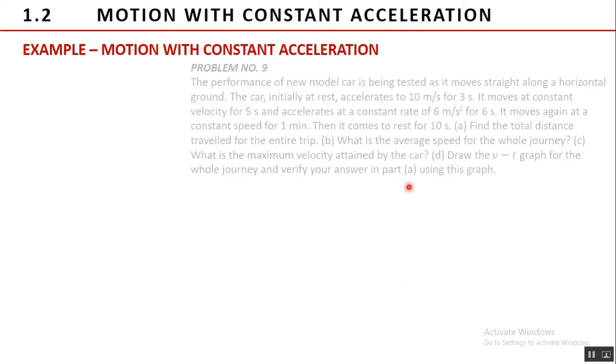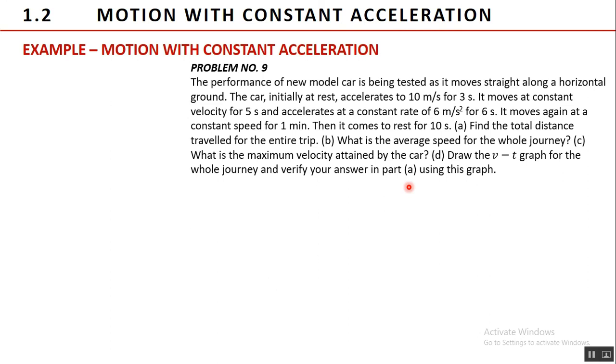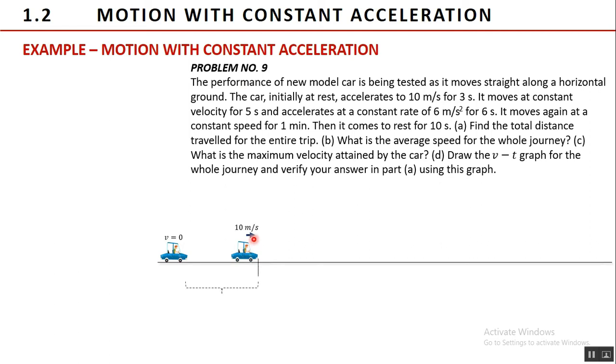Now let us conclude what we have discussed about uniformly accelerated motion, by considering this sample problem. Problem number 9. The performance of a new model car is being tested as it moves straight along a horizontal ground. The car, initially at rest, accelerates to 10 meters per second for 3 seconds.